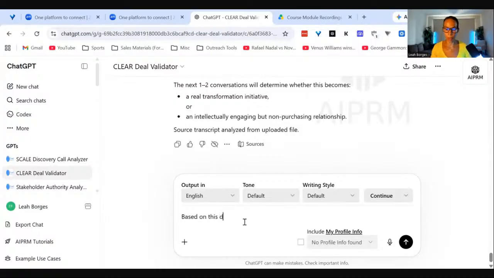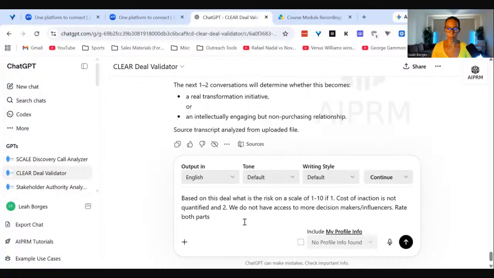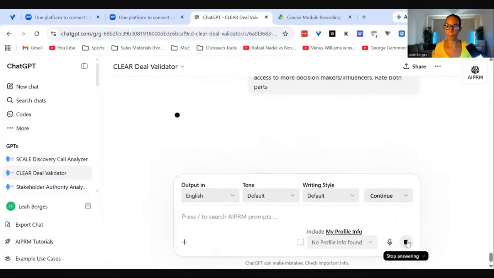Okay, so based on this deal, what is the risk? So I'm going to ask it to put a number on the risk if these two things don't happen, right? These are the most important things. Cost of inaction is not quantified, the COI, and we can't get access to more decision makers and or influencers. Okay, so I'm asking it to rate both parts. So let's see what we get.